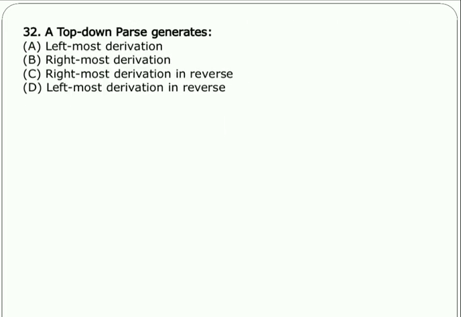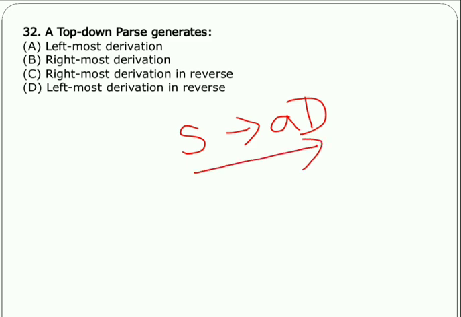A top-down parser generates. Top-down parsing can be viewed as an attempt to find leftmost derivations of an input stream by searching for a parse tree using a top-down expansion of the given formal grammar rule. So it performs the leftmost derivation. Suppose S tends to small a, capital D. So here we are traversing from the left-hand side to the right-hand side. So it provides the leftmost derivation here.